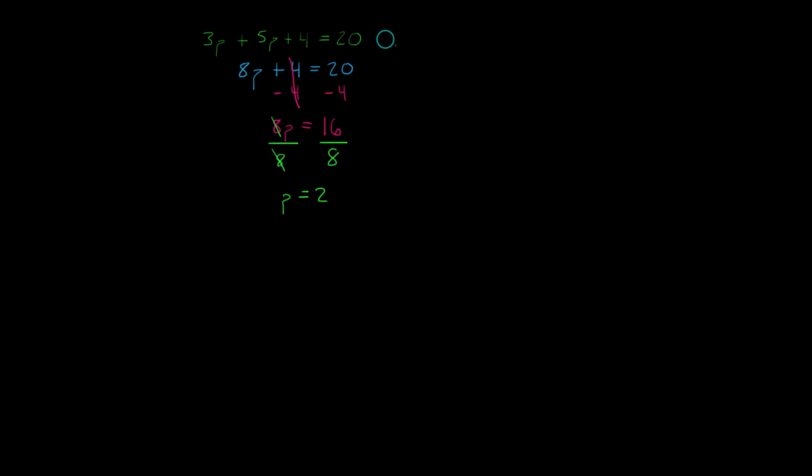From here I'm going to substitute 2 back into the original equation. So I have 3 times 2 plus 5 times 2 plus 4 is equal to 20. 3 times 2 is 6. 5 times 2 is 10. I'm going to bring down these addition symbols. I'm going to bring the 4 down. It's equal to 20. Alright, so 6 plus 10 is 16, plus 4 is 20.